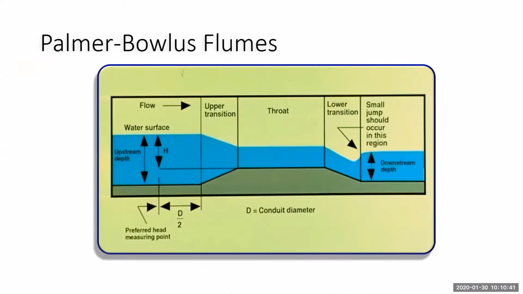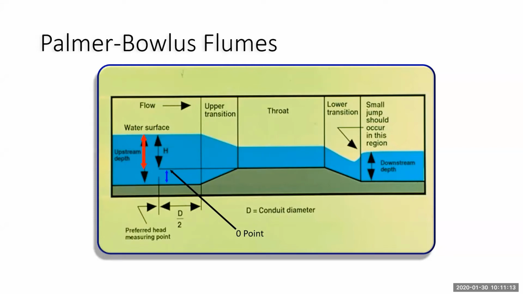Other types of flumes are the Palmer-Bowlus flume. So this is a little bit different. The water goes through the flume. We're concerned about the water going over the top of the flume. But what makes this different is that it has that upper transition. And so we have the arrow pointing to the 0 point. So at the top of that upper transition is the 0 flow. So that's where we want to calibrate the level from the 0 point up to the water surface.